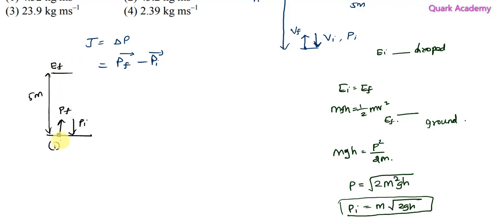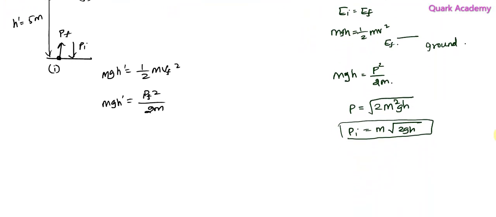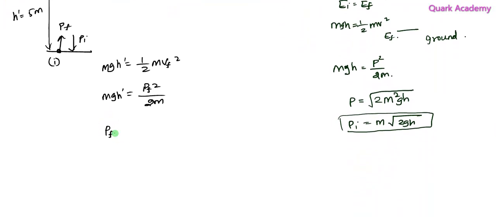Initially it will have only kinetic energy, and in the final position it will have only potential energy. Here also we can do the same thing. Maybe this is h dash. So mg h dash will be equal to half m vf squared, or I can write it as pf squared by 2m, which is mg h dash. Now we can write pf. Pf will become m into root of 2g h dash. So we have initial momentum, we have final momentum.